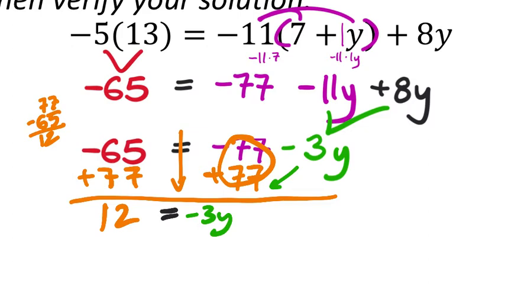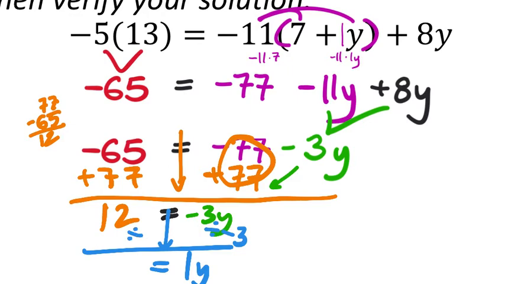And then finally, the last thing we want, now that the y's are isolated, is to make this a 1y. So to do that, I'll divide both sides by the coefficient, which is negative 3. Anything divided by itself is 1. But if I do it to one side, I've got to do the other side as well. 12 divided by negative 3 would be negative 4. But again, that's just the solution right there.